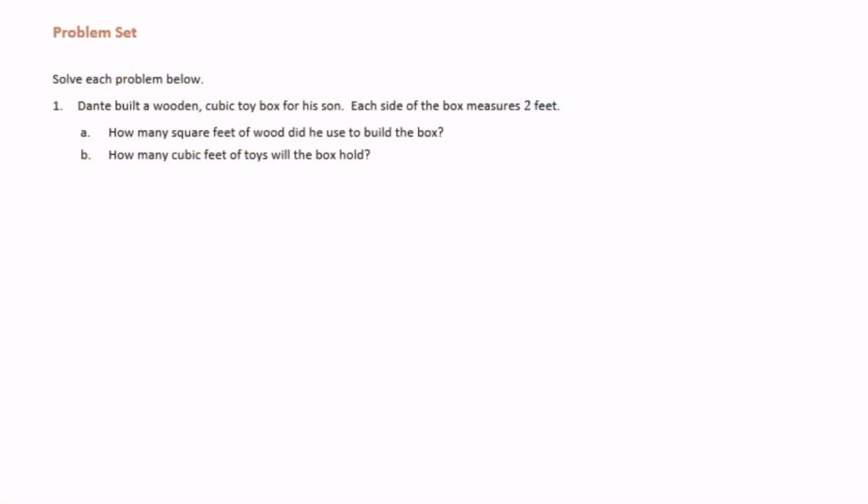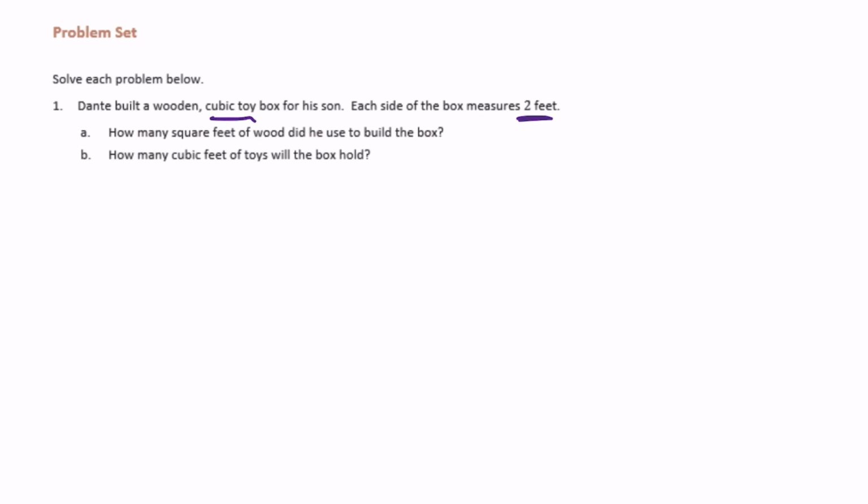Sixth grade, Module 5, Lesson 19 problem set. Solve each problem below. Number 1. Dante built a wooden cubic toy box for his son. Each side of the box measures 2 feet. So it's a cubic toy box, so each side is 2 feet. So it's a cube, which is nice, so all the sides are the same length.